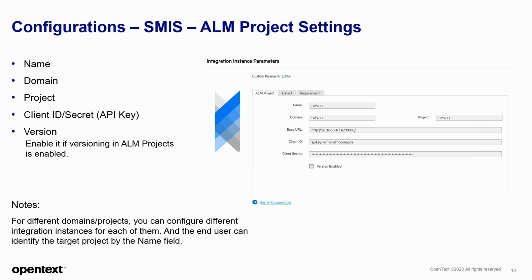ALM has the version concept. If ALM enables the version, the SMIS needs to enable the version as well, or the synchronization will fail. So if you enable the version in ALM, please check the checkbox. If ALM does not have the option, don't check it; it can be false.